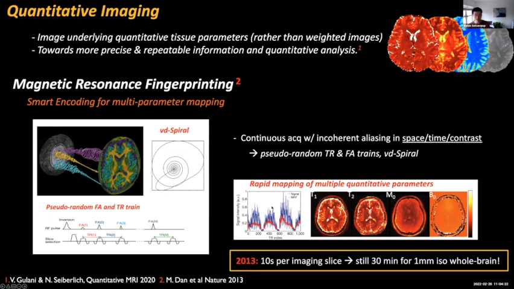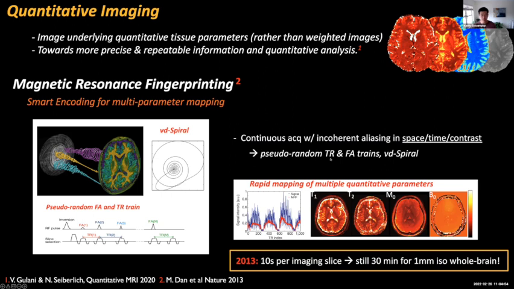This method was invented back in 2013, so nearly 10 years ago, by Dan Ma, Mark Griswold, and their group at Case Western. Back then, it was one of the most efficient imaging methods for quantitative mapping. Takes around 10 seconds per imaging slice. This is fast, but if you want to do whole brain high isotropic resolution, it can take up to 30 minutes or longer. So it's hard to clinically translate this.